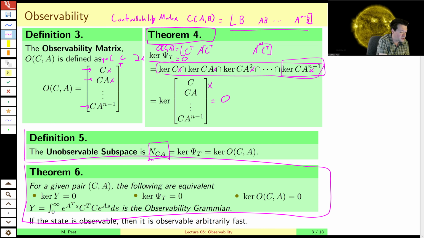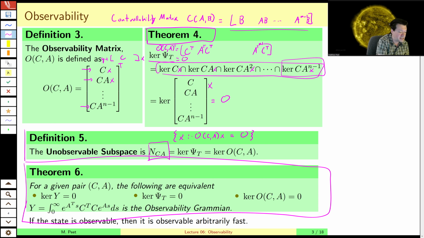Before I give that result, though, I should define the equivalent of the controllable subspace, which in this case is the unobservable subspace. Right? So the unobservable subspace is a set of states which never get mapped to an output. So they never appear in the output. So it's the x such that we can say O C A x equals 0, right? Put a little set notation there.